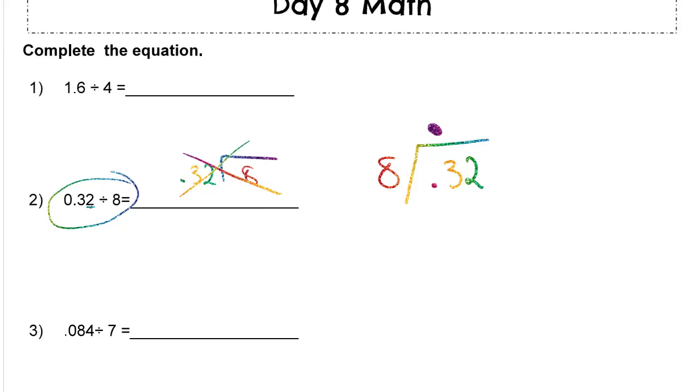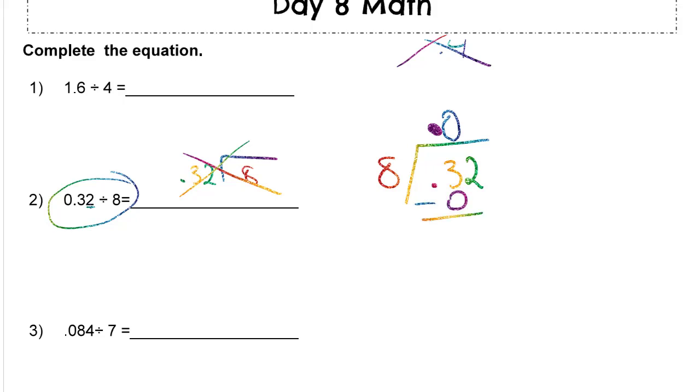Nope, nope, nope, nope, because you will be so wrong. Let me show you why, because some of you guys are thinking this. No. 8 goes into 3 how many times? No way, no how, never. Doesn't happen. Goes in 0 times. 0 times 8 is 0.